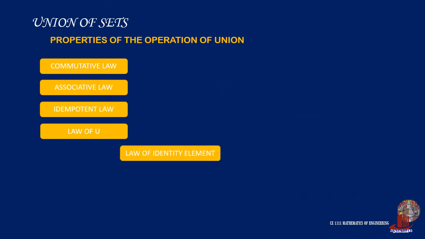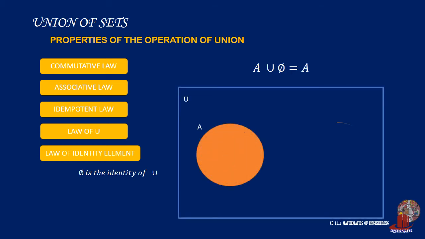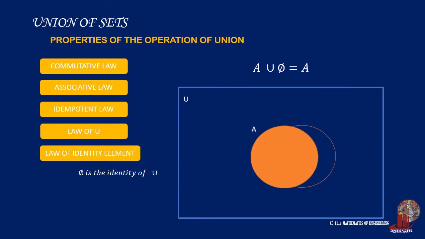The last property is known as the law of identity element, where null is the identity of union. It states that the union of set A with a null set is just equal to set A.